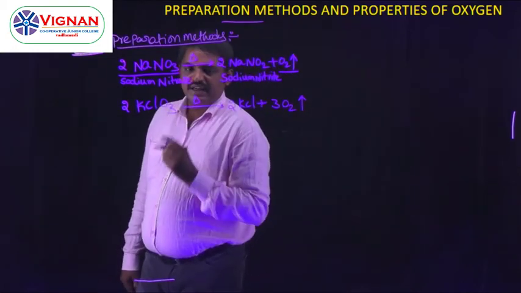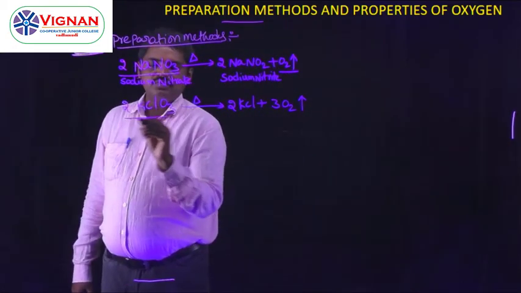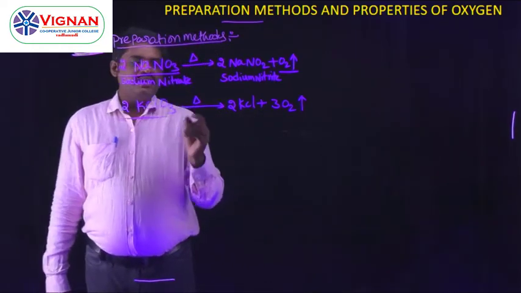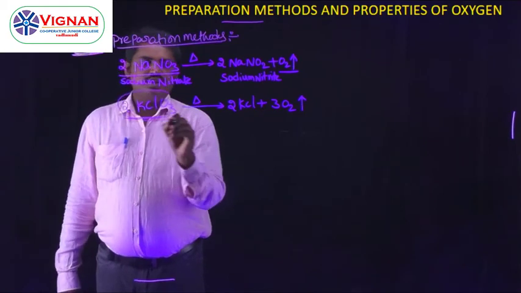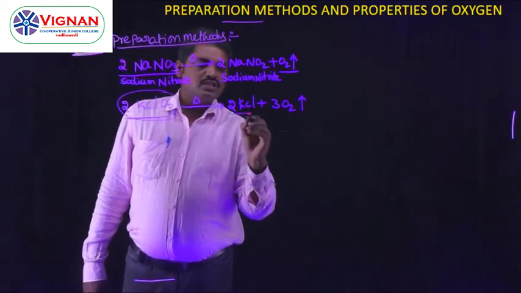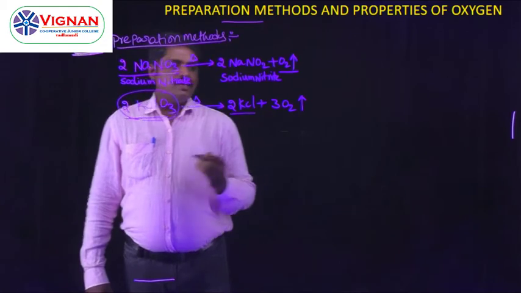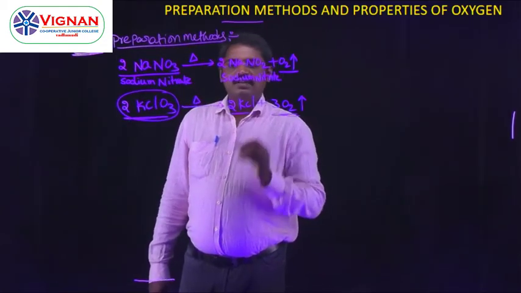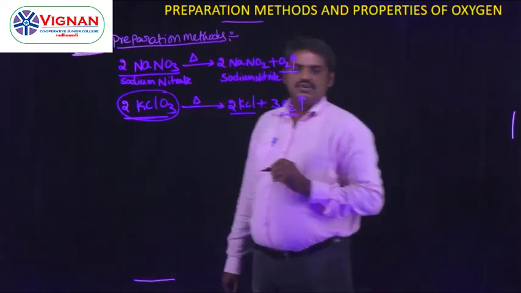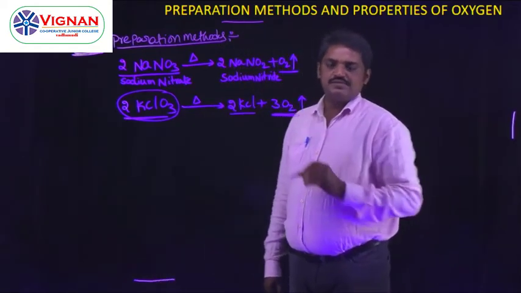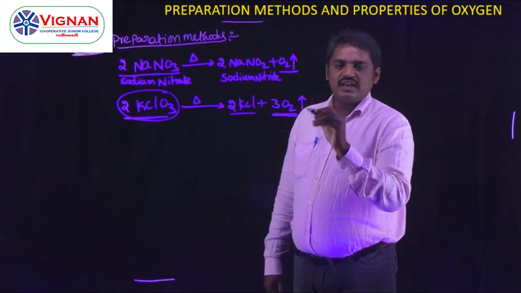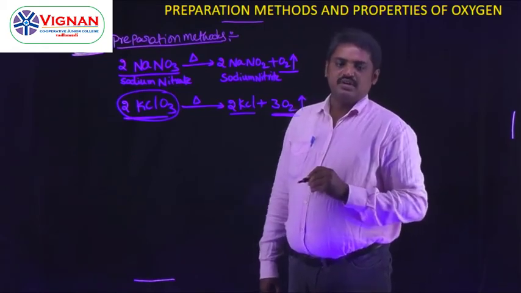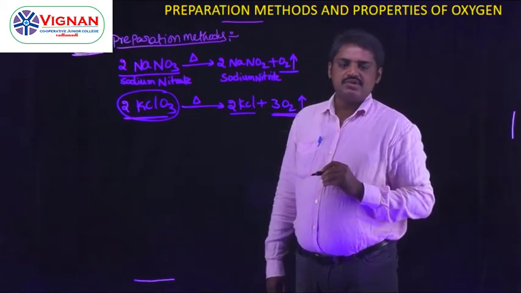The thermal decomposition of KClO3 produces 2 moles of KCl and 3 moles of oxygen gas. In this method, a high quantity of oxygen is produced.